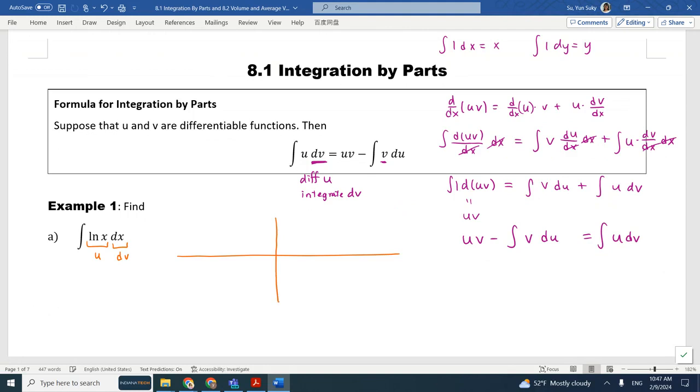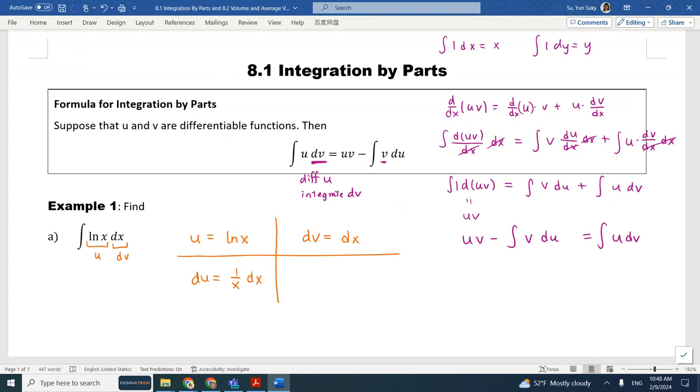So you draw a line like that and you put the u here. So u is ln x. dv is whatever is left, dx. Write it down. So that's your u, that's your dv. Now we're gonna differentiate the u. What is du? What's the derivative of ln x? 1 over x dx. Yes, everybody?